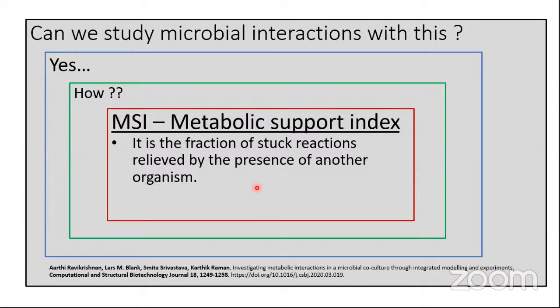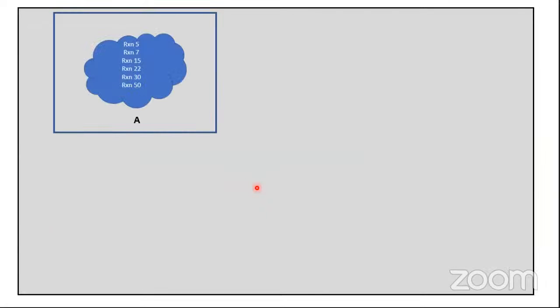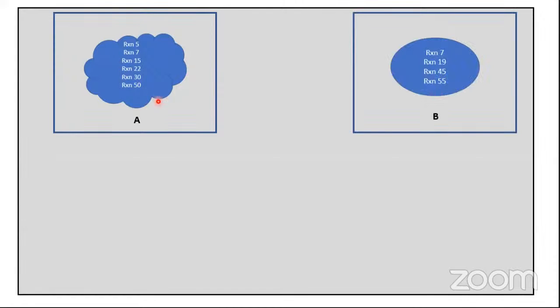Okay, so let me explain this concept a little more. For example, let us consider this microbe A, which has some 50 reactions, in which these 1, 2, 3, 4, 5, 6 reactions are stuck. Let us also consider another microbe B. When present individually, it might have some 60 reactions, in which these 4 reactions are stuck.